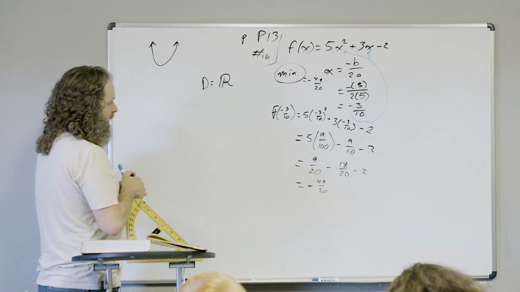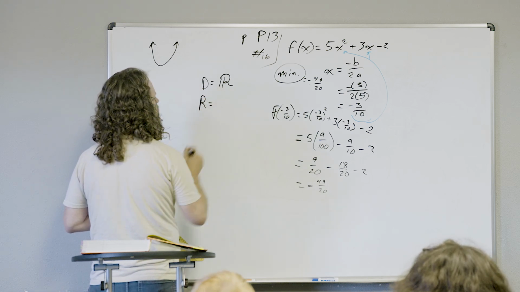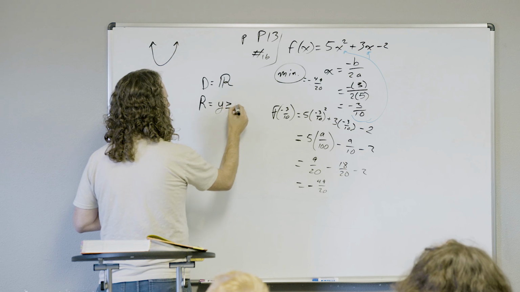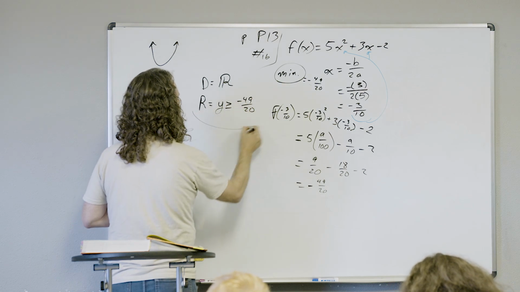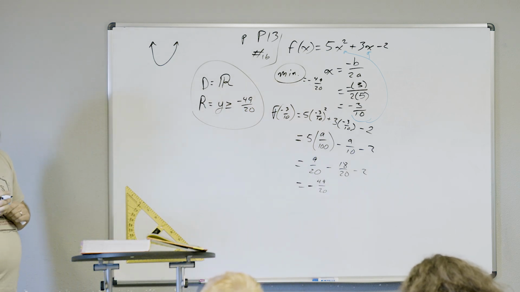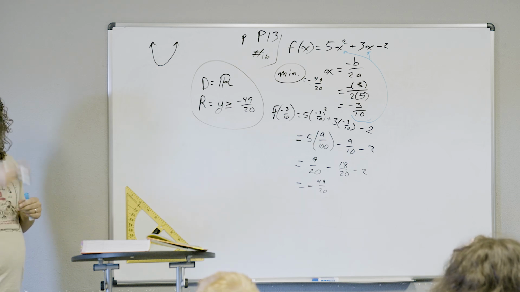So the range, on the other hand, what is the range? Greater than or equal to the minimum, which is negative. Yeah. How do you get the y is greater than or equal to part? What does range mean? Why?